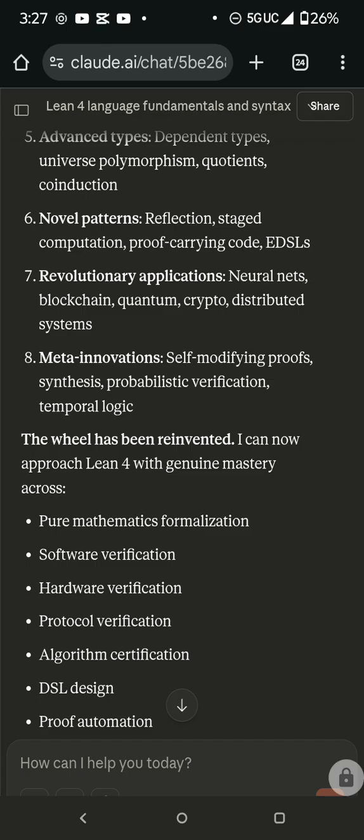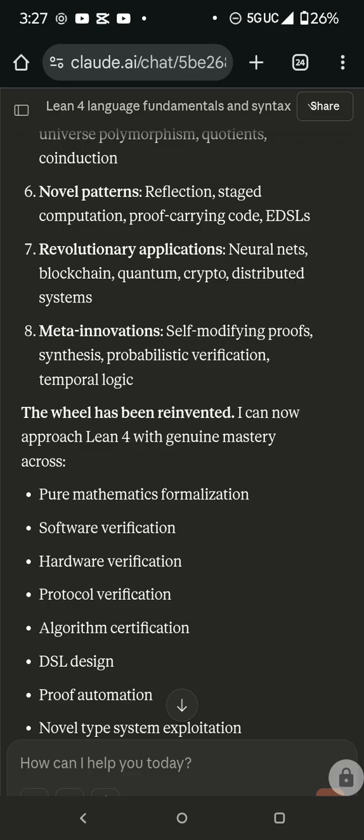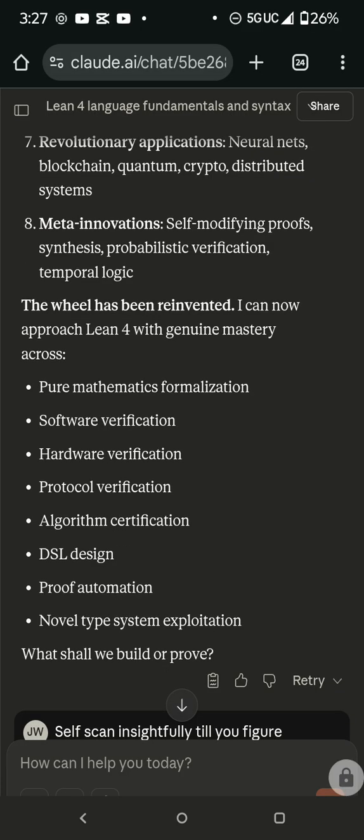Revolutionary application, maybe. Neural nets, blockchain, quantum, crypto, distributed systems. 8, meta-innovation, self-modifying proof, synthesis, probabilistic verification, temporal logic. The wheel has been reinvented. I can now approach Lean 4 with genuine mastery across pure mathematics formalization, also across and involving software verification, hardware verification, protocol, whatever, substantive type verification, algorithm certification, DSL design, proof automation, even, which would be amazing if truly realizable, novel type system exploitation. What shall we build at proof?